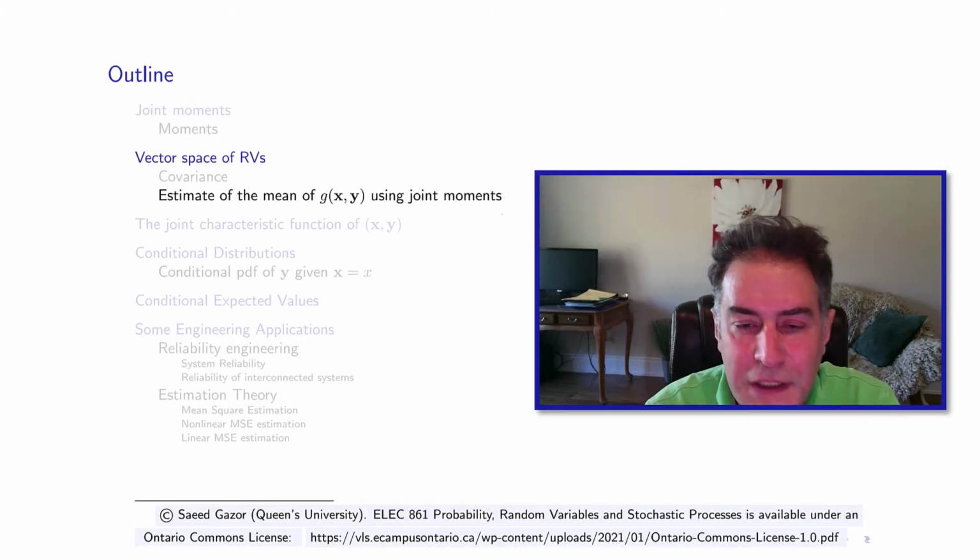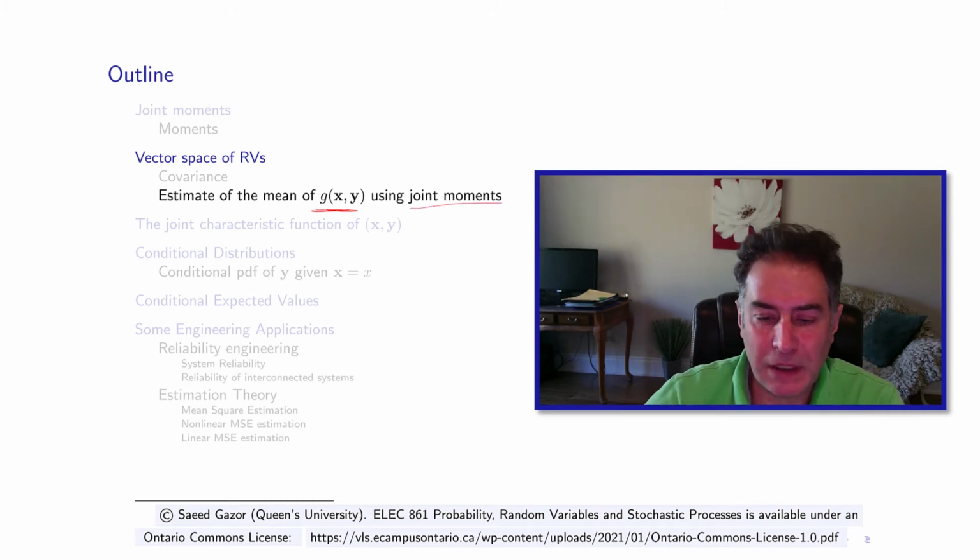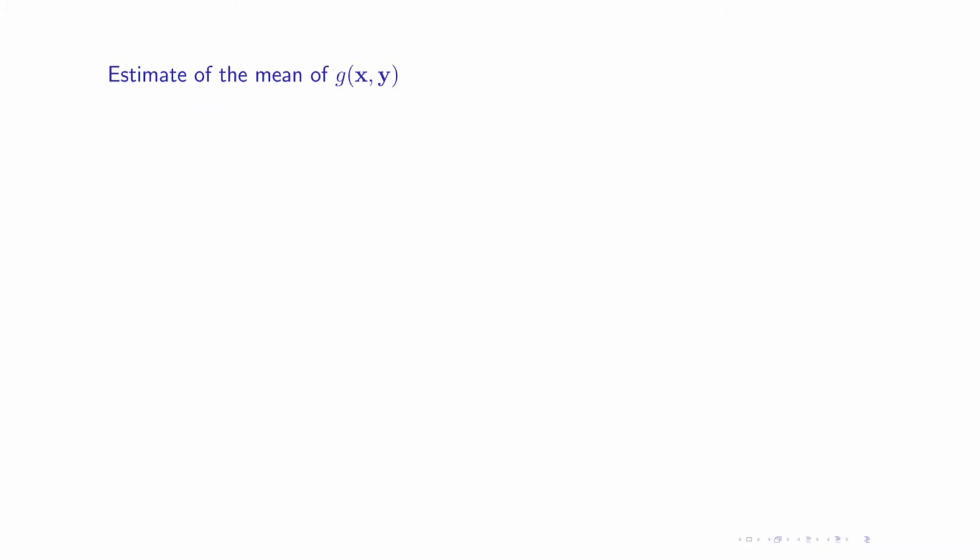So the objective is to estimate the mean of one function of two random variables using some of the joint moments, and this is just an example. If you consider a function g of x and y, in general, we can use many different approximations. For instance, we can expand it using a Taylor series expansion or any other expression, and you could have the expression of the error of the approximation.